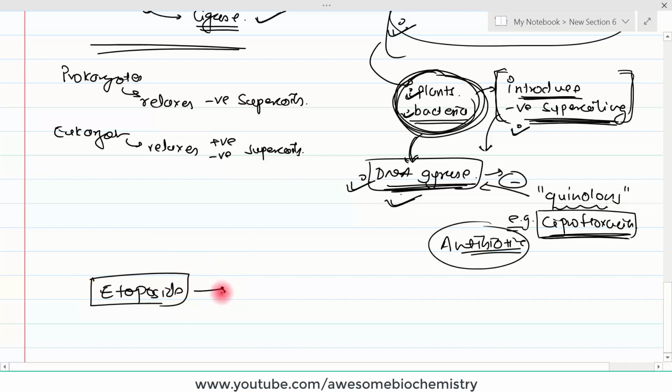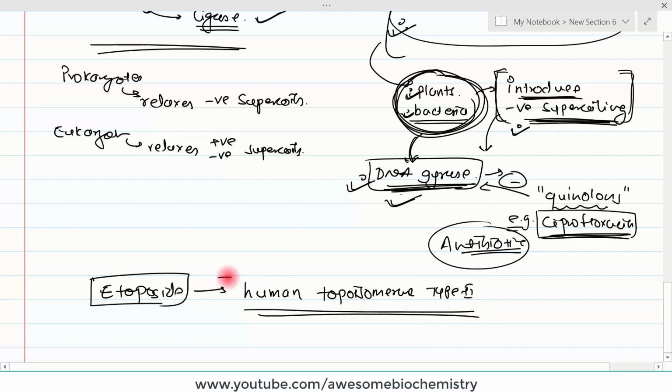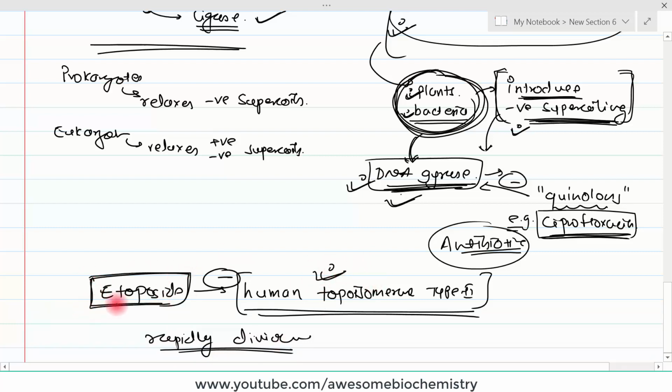It also targets human topoisomerase type 2, right? This etoposide inhibits human topoisomerase type 2. So what will happen? The cancer cells which are rapidly dividing will have more and more requirement of this enzyme. So once we give such a patient the etoposide drug, this cancer cell's rapid division is converted to slow division or no division at all. In cancer, the main problem is rapid cell division, and that we can stop by this drug, etoposide. So this is all about today's lecture.